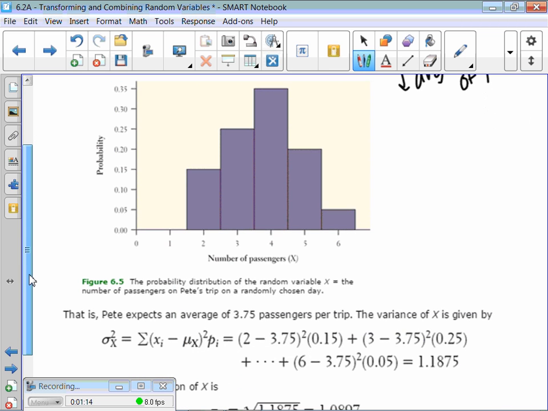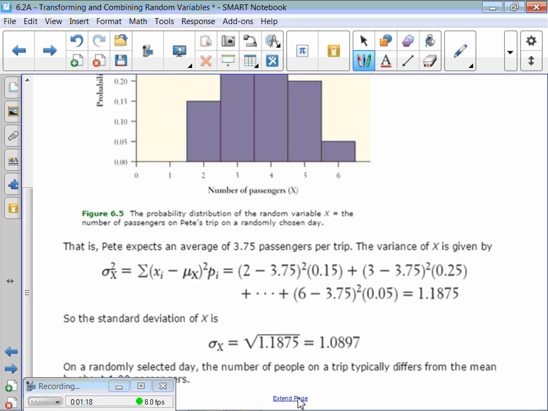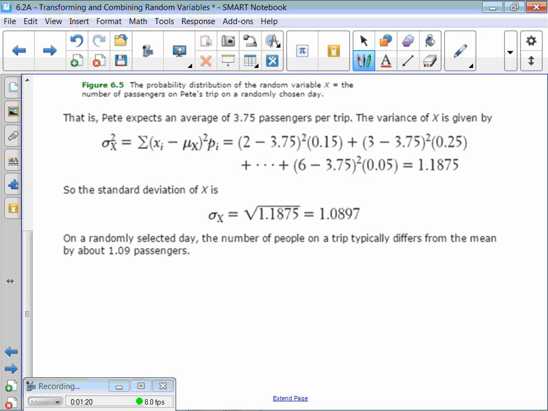You guys could make a probability distribution. There's what it looks like, all right? And you've got your variance. There's your formula for variance. Remember, it's the data point minus the mean squared times probability. Next data point minus the mean squared times its probability. And then to get the standard deviation, square root that answer. So I get about 1.09 is how much we typically differ from the mean. So that's all stuff that we did previously.